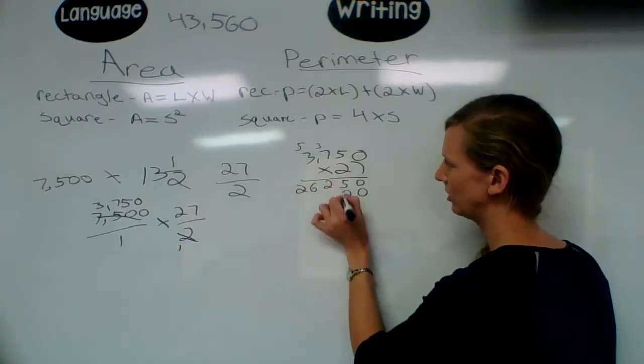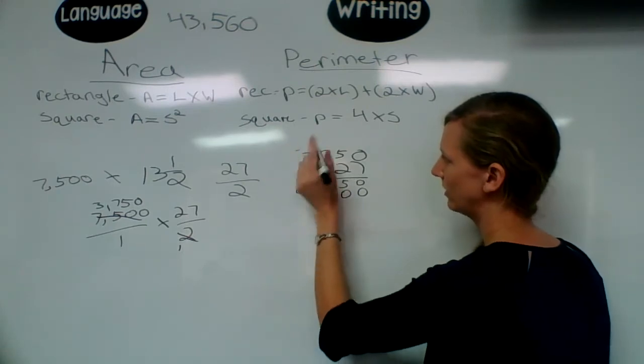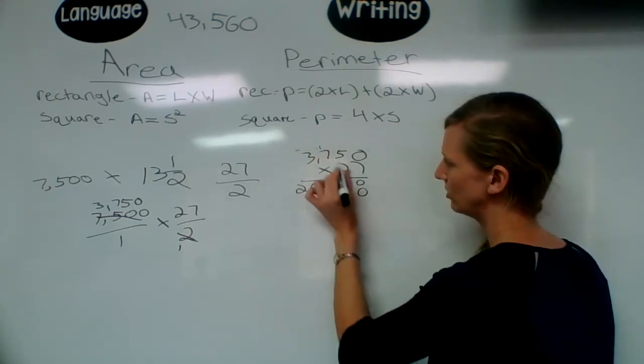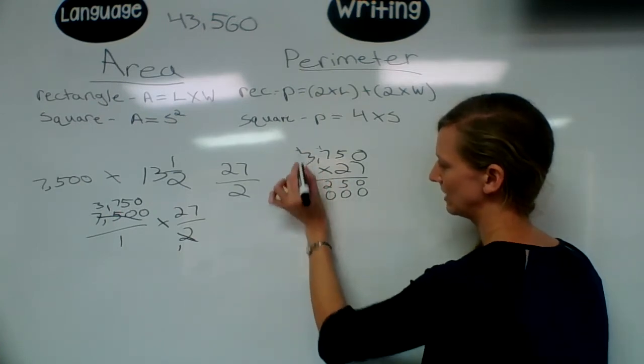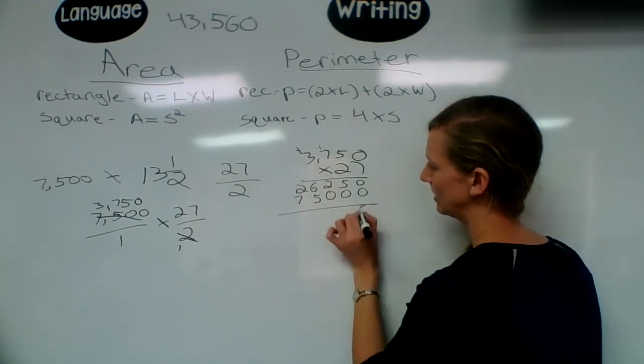2 times 0 is 0. 2 times 5 is 10. 2 times 7 is 14, plus 1 is 15. 2 times 3 is 6, plus 1 is 7. Add them together.